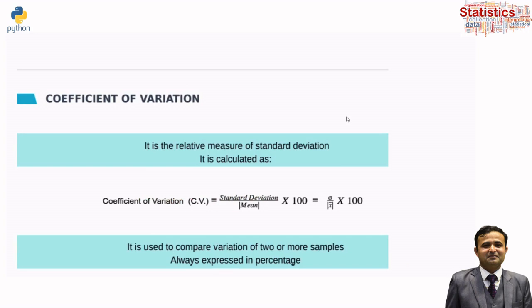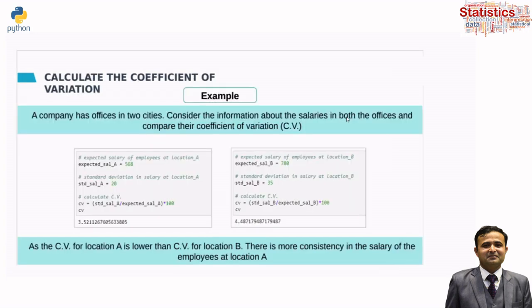Now coefficient of variation. It is the relative measure of standard deviation. It is calculated as the coefficient of variation, CV, that means standard deviation divided by mean. It is used to compare the variation of two samples, always expressed in percentage. If we have two sample datasets with two different standard deviations, and we want to compare them, we use the coefficient of variation. It is used to compare the variation of two or more samples, always expressed in percentage.